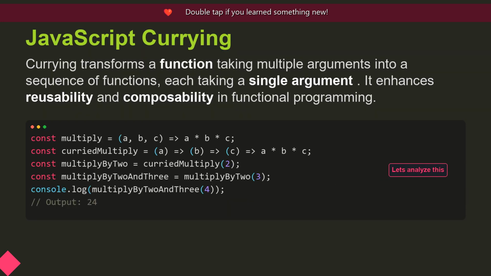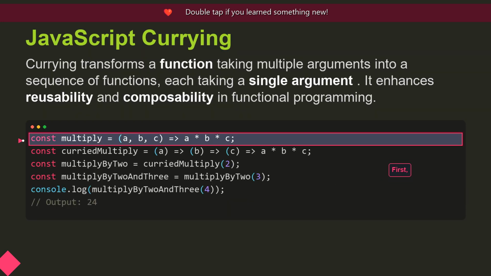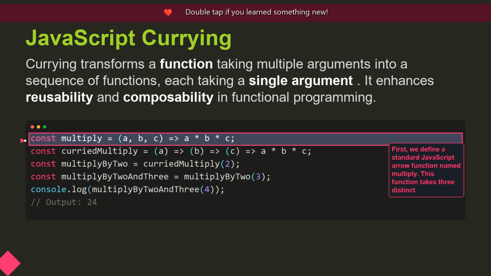Let's analyze this code step by step. First, we define a standard JavaScript arrow function named multiply. This function takes three distinct arguments, a, b, and c, and immediately returns their product, demonstrating a typical multi-argument function.